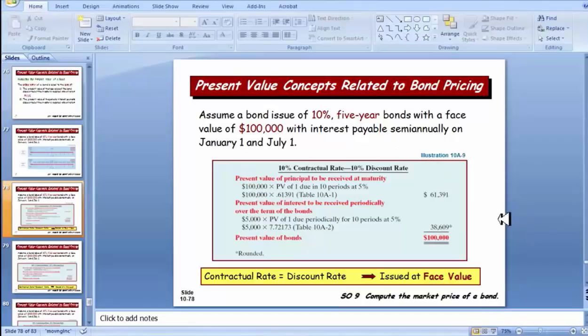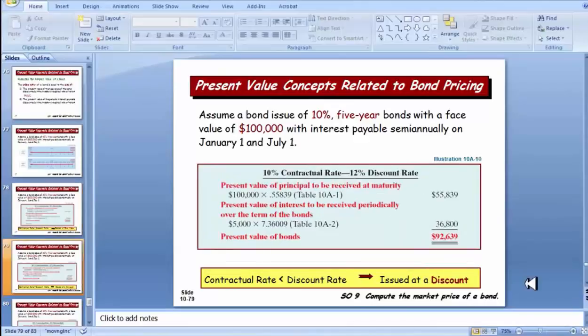No premiums, no discounts. Now what happens if the market rate of interest is greater than the contract rate on the bonds? Let's take a look at that. So you have here the bond rate is 10%, the market demands 12%. So if you're an investor, you're demanding 12%. You're not going to pay face value for a bond that's only paying 10%.